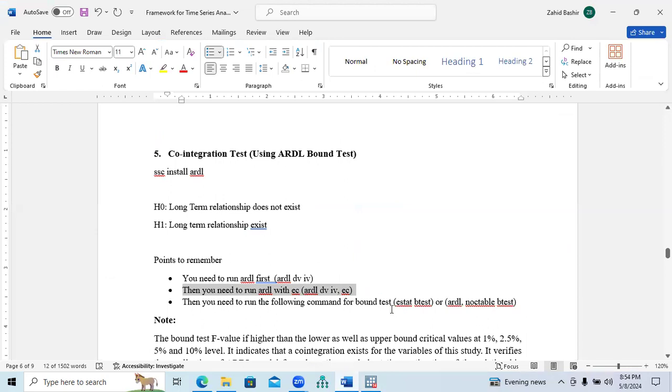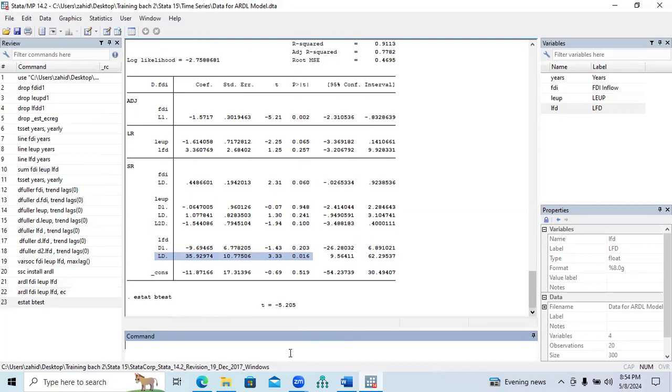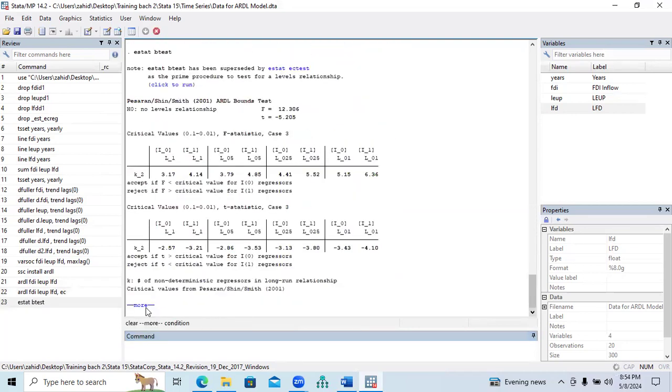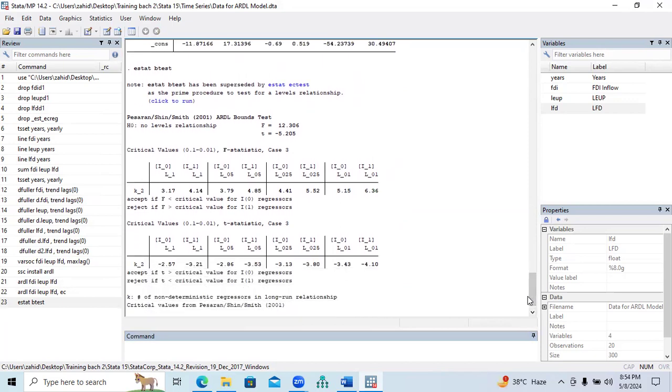After doing it, now you are going to run the estat bound test. So estat btest. B test stands for bound test. So it will let us know whether there is a co-integration in the model or not. So how can we verify whether there is a co-integration? You can see here there are two parts of this test. The first part is basically relevant to F statistics. The second part is relevant with the T statistics here.